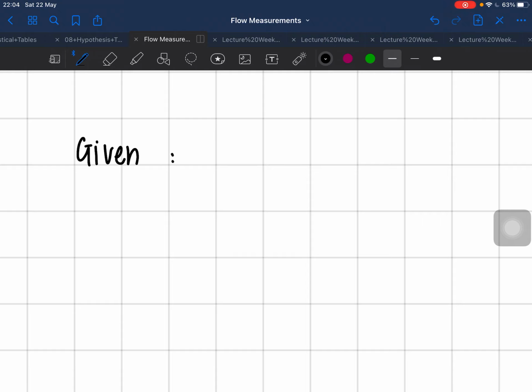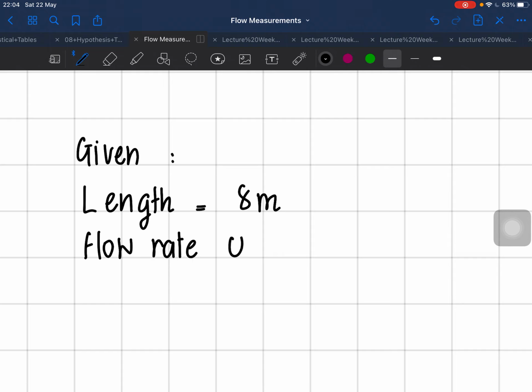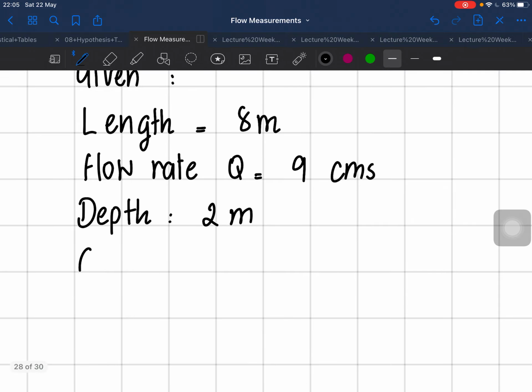So given L, which is the length, equals 8 meters, flow rate Q equals 9 cubic meters per second, depth of water is 2 meters, and CD equals 0.62.